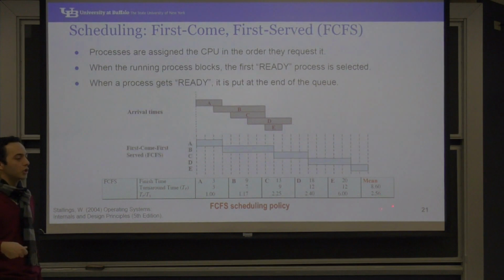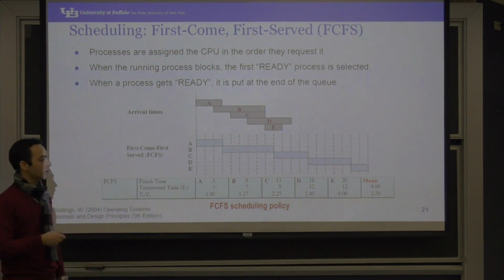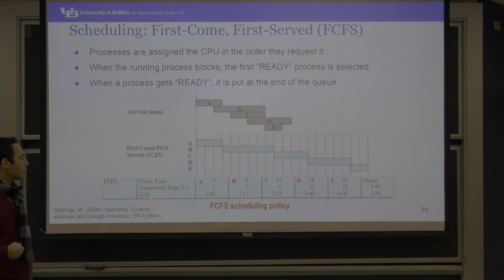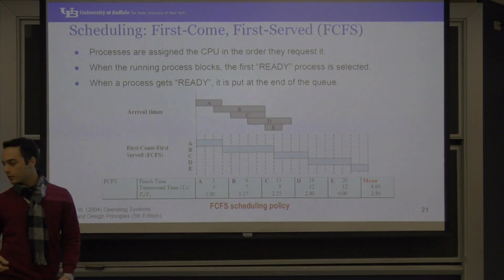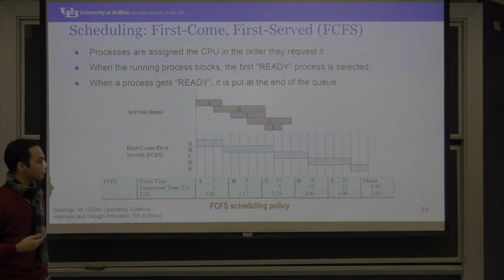So then the mean values show a little bit of how the scheduler is doing, right? So in this case, the turnaround time divided by service time is 2.5. It's not very good. And the mean turnaround time is 8.6.